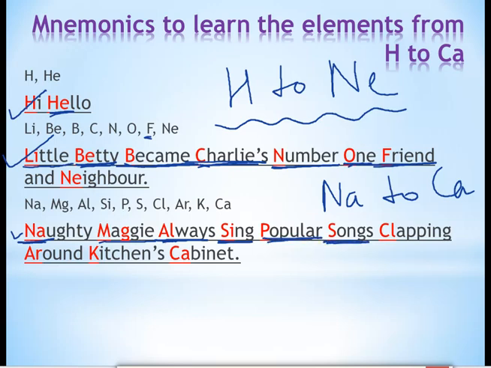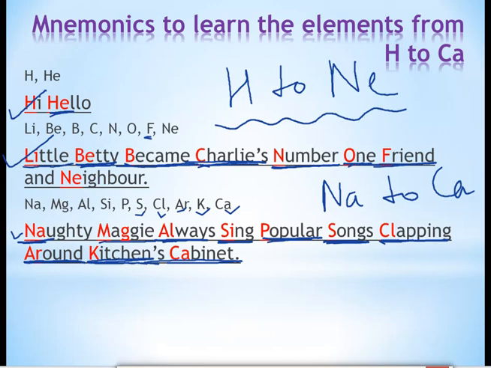From song we will take S for sulfur. From clapping we will take Cl for chlorine. From around we will take argon, from kitchens we will take potassium, and from cabinet we will take calcium. So this is the mnemonic for sodium to calcium.